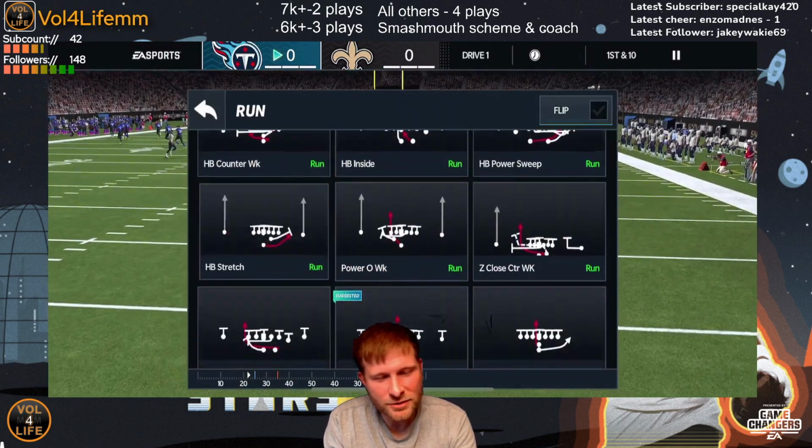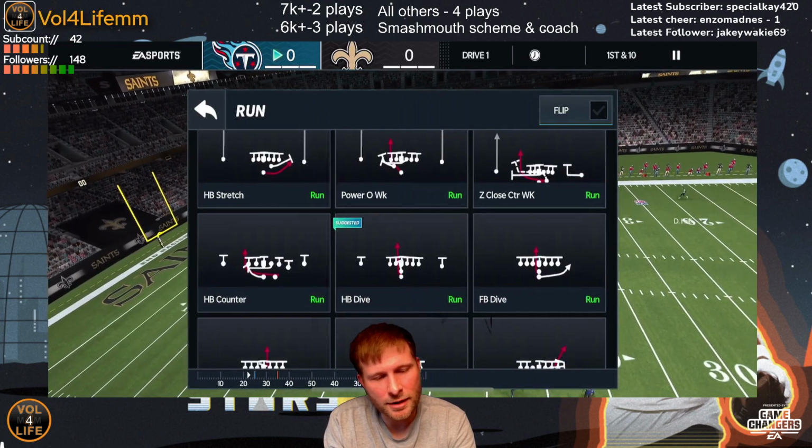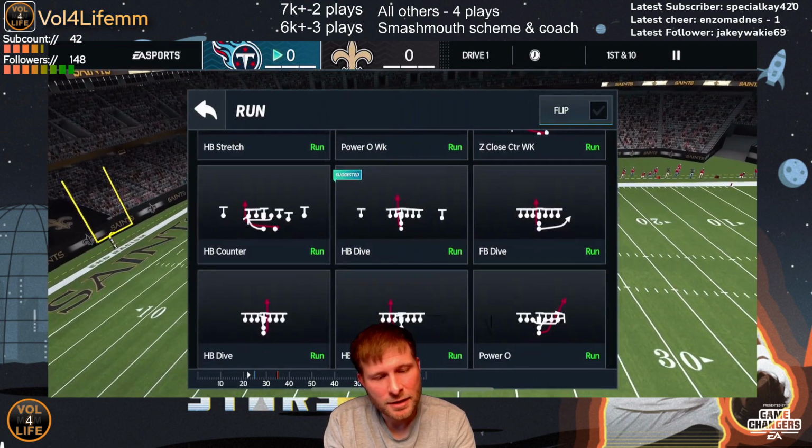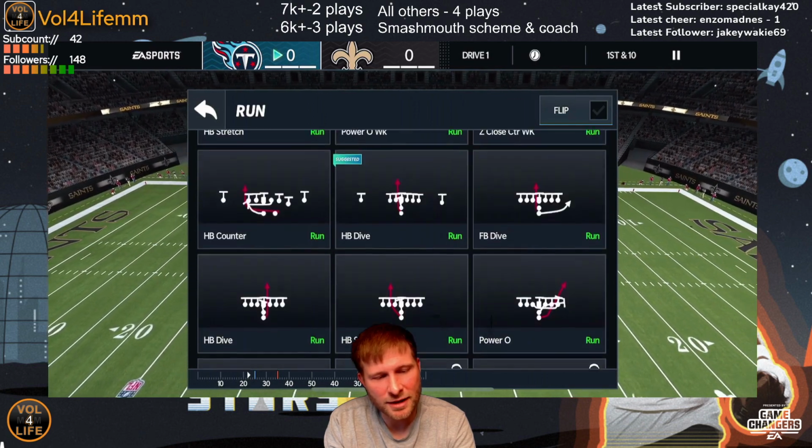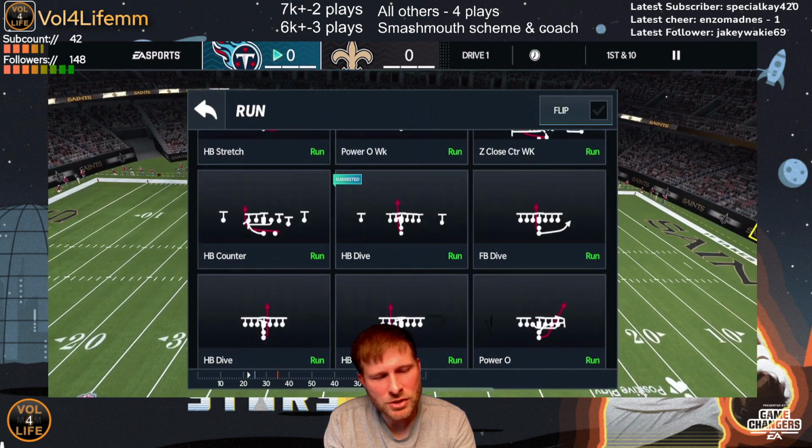All right, so let's take a look here. So this is our scheme specific halfback dive there, and here you see the non-scheme specific halfback dive down to the bottom left. And so you can see the difference there.